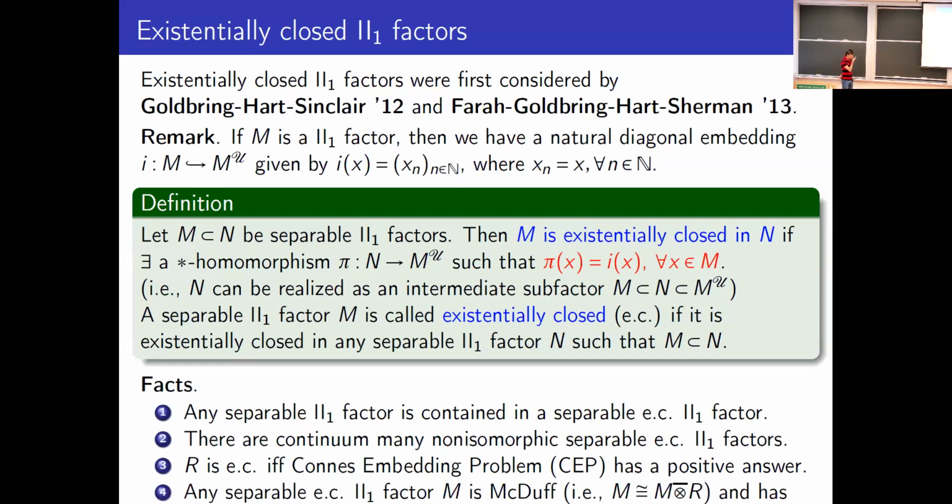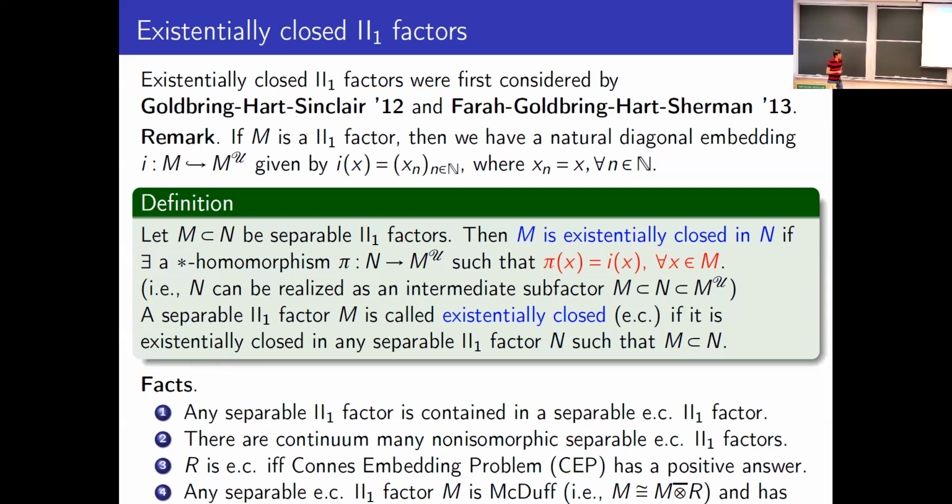And finally, being existentially closed has some consequences for the structure of the II1 factor. So any separable II1 factor that's existentially closed has to be McDuff. So it's isomorphic with its stabilization with the hyperfinite, so M is isomorphic to M tensor R. And also, just like the hyperfinite II1 factor, it has to only have approximately inner automorphisms. So any automorphism of M is a pointwise limit of inner automorphisms.